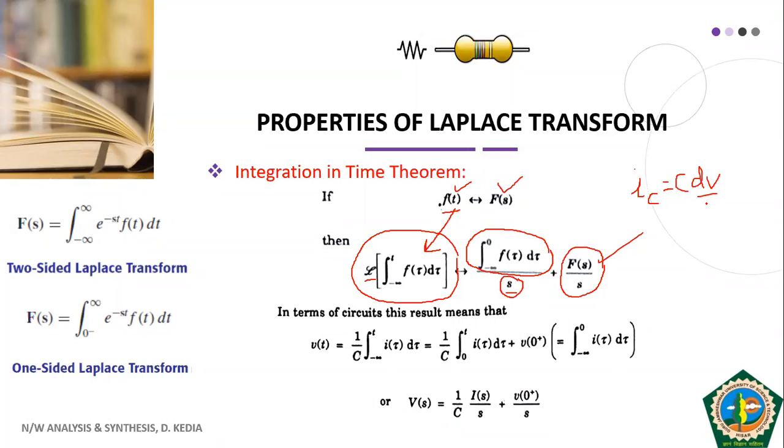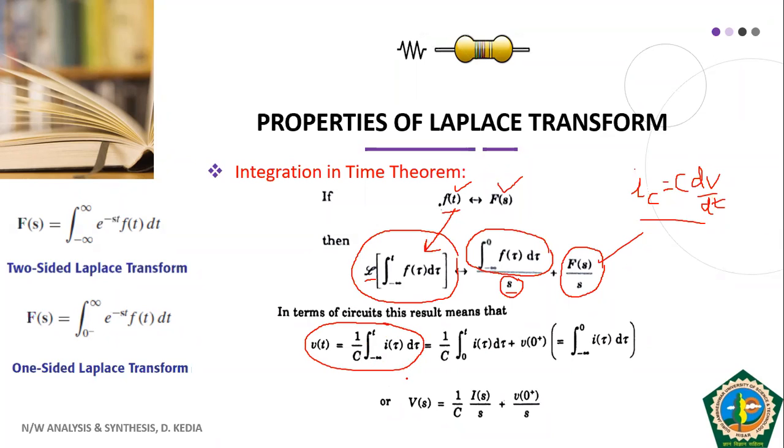Okay, and if we want to find out its voltage value, V will be 1 by C integral of I(tau) d tau from minus infinity to t. So this is the equation for voltage, and this is for current. So voltage will be the integral of current.